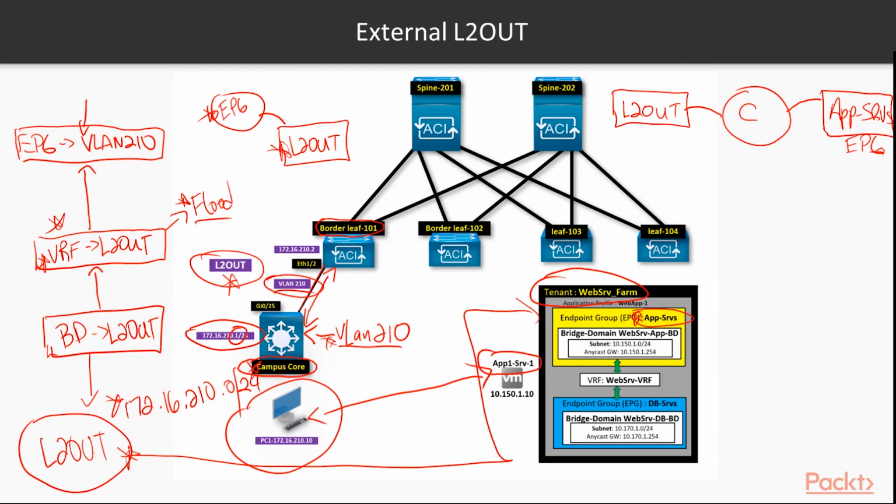Well, we're going to see that now in a demonstration. So let me go ahead and jump on the APIC, and we're going to configure this, and you're going to see everything end to end. Our end goal is to allow PC1 to communicate to the app1 SRV1, okay? So let's do that. Let's do the L2OUT, let's do the contract, and let's go from there.